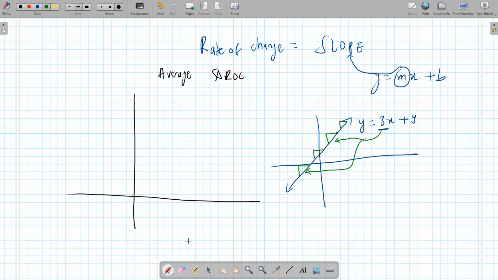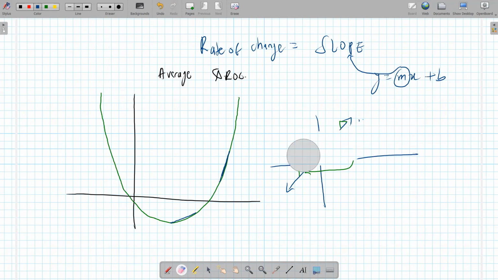But things get a little bit more complicated when you don't have a straight line. Let's say you have a quadratic or something like that. Now for this function, is the slope here going to be the same as the slope over here? No, right? It's going to be changing. If you have a curve, if you have any other function apart from a linear, then the slope is going to be constantly changing. It's not going to be 3 or something. So how do you find the slope of a curve?